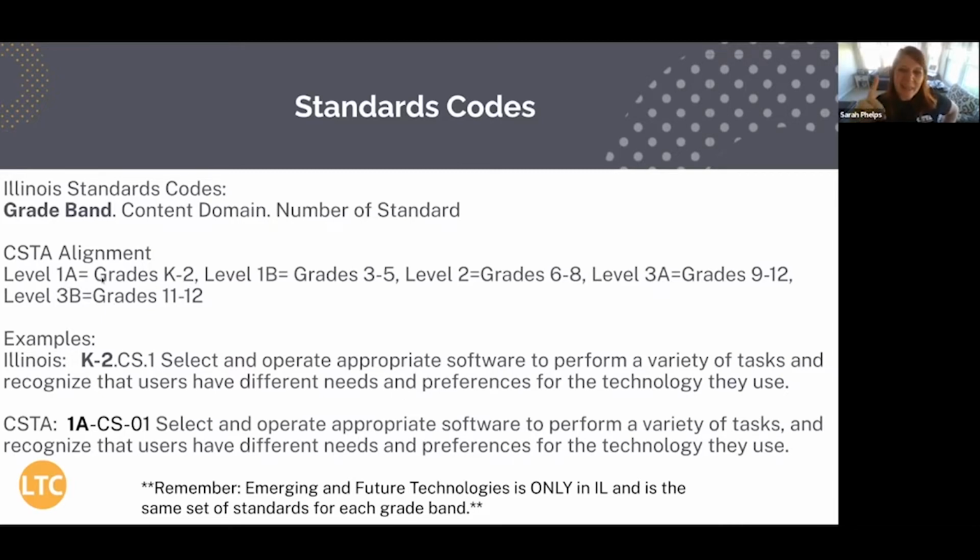So 1 means elementary. 1A is your early elementary, so K2. 1B is your later elementary, 3.5. Level 2 is middle school, 6.8. It's all by itself. And then level 3 is high school. 3A is something that would be 9 through 12, so it's more introductory. 11 through 12 is 3B, and that's going to be your more complicated or more advanced concepts. So you can take a CSTA standard and you can look at it and you can interpret it into the Illinois standards and vice versa. So if you find a resource and is aligned to one and not the other, that's okay.